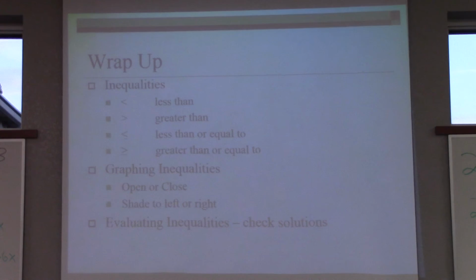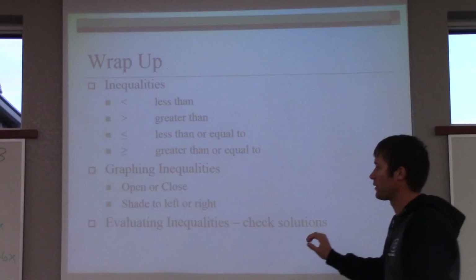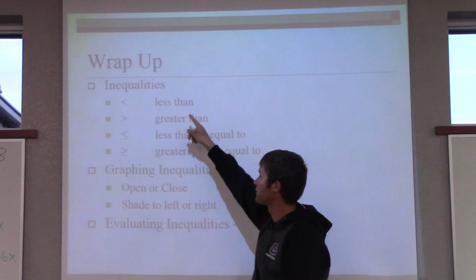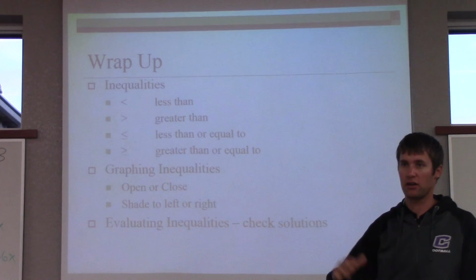All right, so just a reminder of our signs. If that smaller point is pointing towards it, we'd say less than. It's open, we'd say it's greater than. Remember, when graphing, we're going to have an open dot or closed dot. Open dot for less than or greater than. A closed dot if it's equal to. And then shade to the right or left depending upon our values.